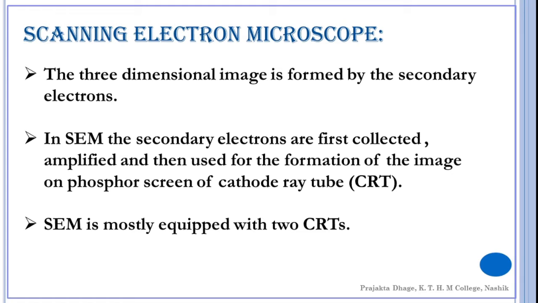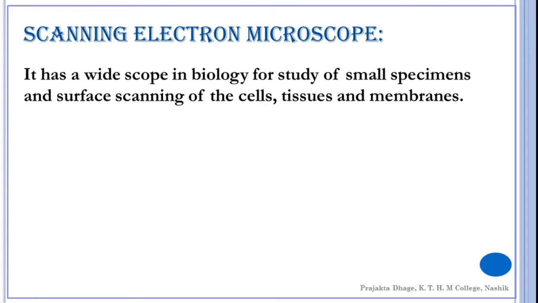Usually, the material to be studied under the microscope is coated with an alloy of gold palladium, and then it is transferred to a grid for support. This helps in producing a large number of secondary electrons for obtaining a good picture, which provides reliable information. So the scanning electron microscope has a wide scope in biology for study of small specimens and surface scanning of cells, tissues and membranes.